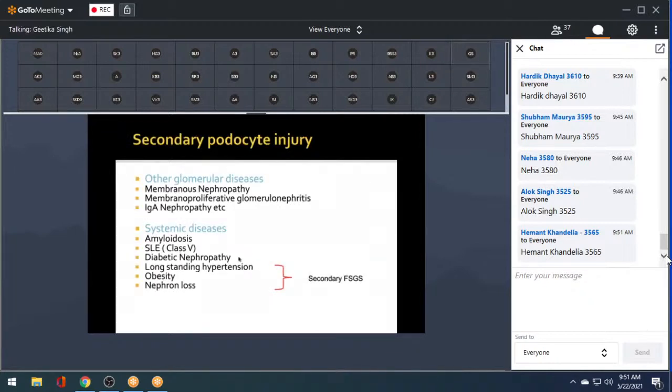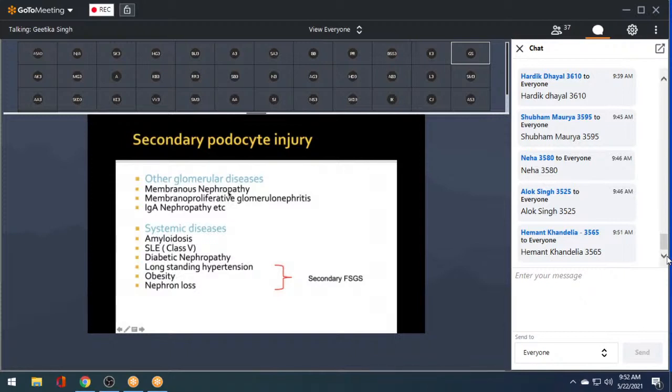So now briefly about what we are talking about when we say secondary podocyte injury. What I mean when I say secondary podocyte injury is that there's something else happening in that glomerulus. And we know that all the parts of the glomerulus are so interdependent that when anything else is happening to the glomerulus, the podocytes are also getting injured secondarily. So what are the other glomerular diseases? Number one here is membranous nephropathy.